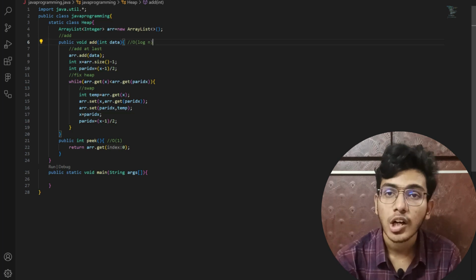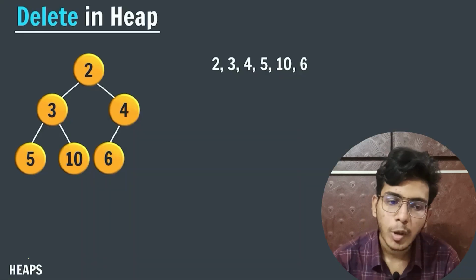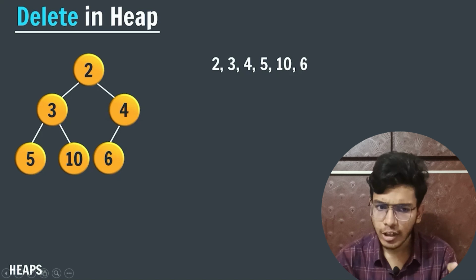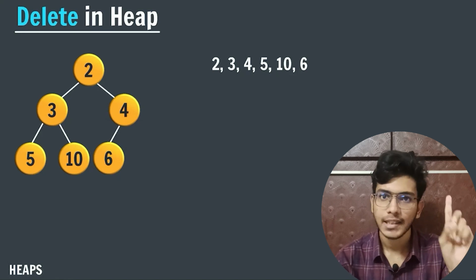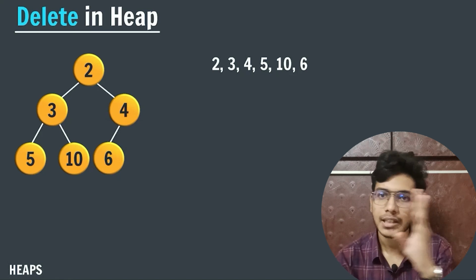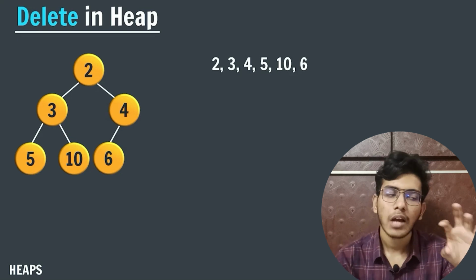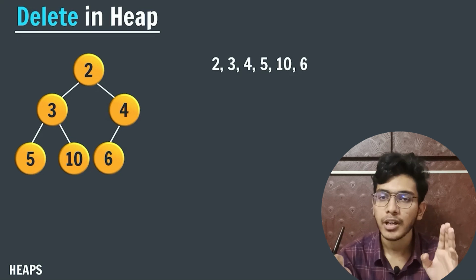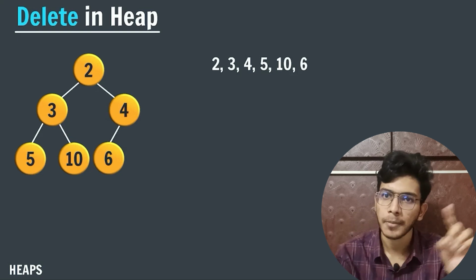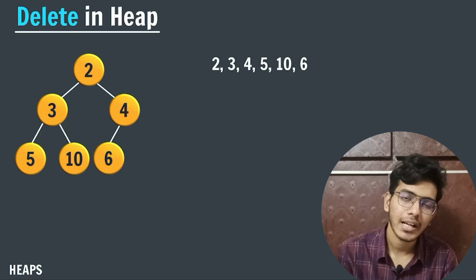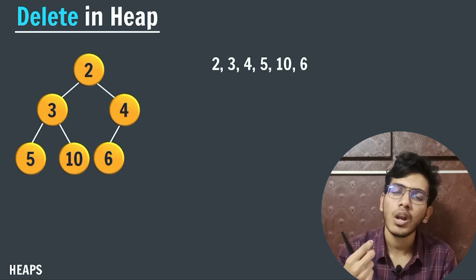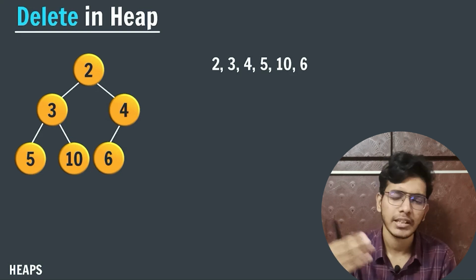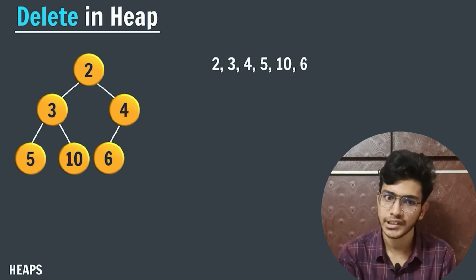Now let us talk about the deletion operation. Talking about how we can delete a particular element, you can see that the adding operation is a two-step process. In the first step, we added the new element at the last. After that, we checked its parent value, and if the parent value is greater in a min heap, then we swapped, and this swapping process continued until my whole heap got fixed.